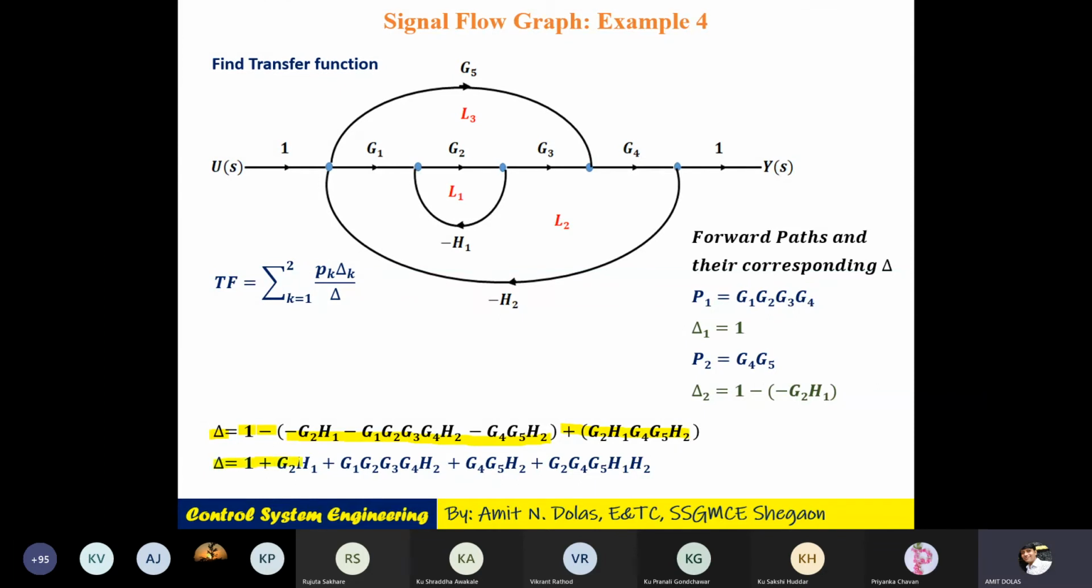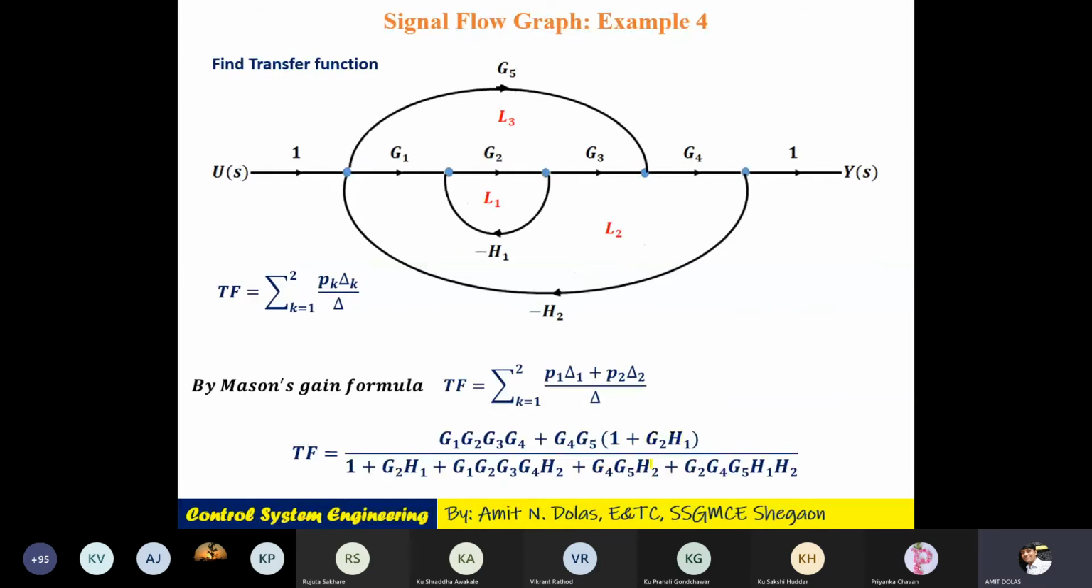Taking minus sign inside, you'll get this delta. And putting the values in this, by Mason's gain formula, the transfer function will be summation of k = 1 to 2, P1 delta 1 plus P2 delta 2, divided by delta. So P1 delta 1 is G1, G2, G3, G4. P2 delta 2 is this, and divide by delta, whatever we calculated earlier. So this is how we may get 7 to 8 marks.